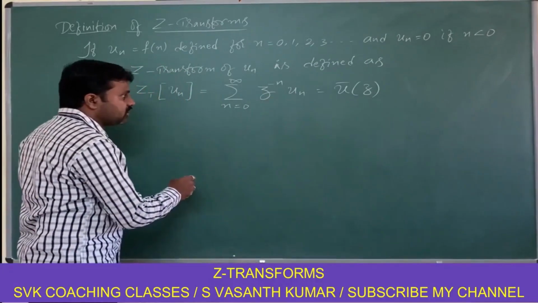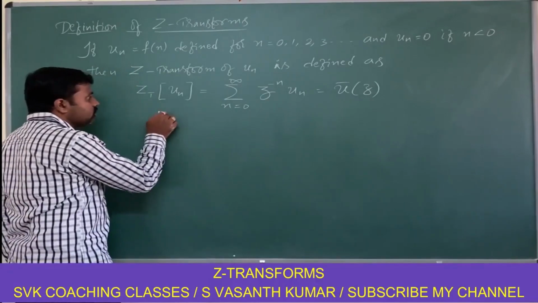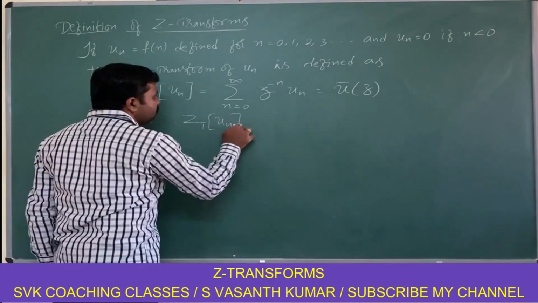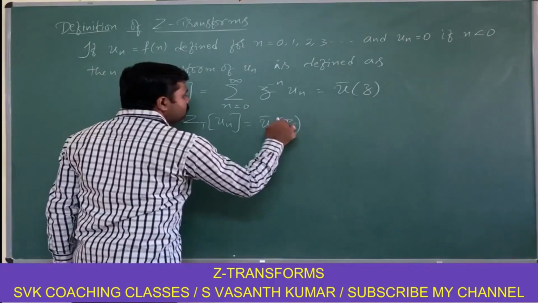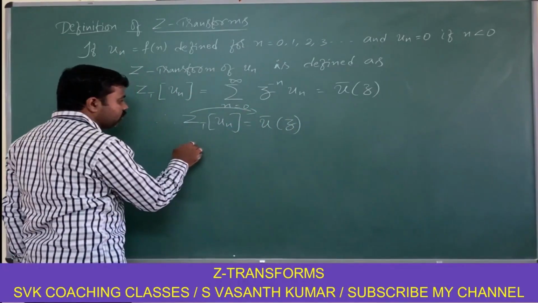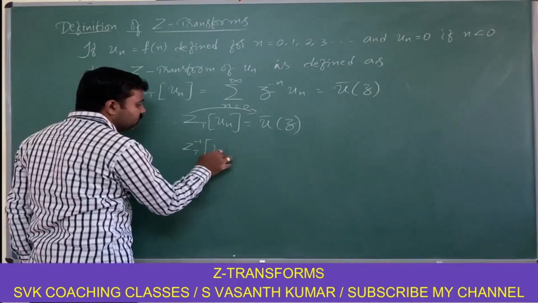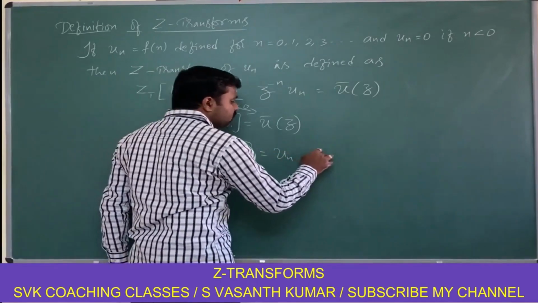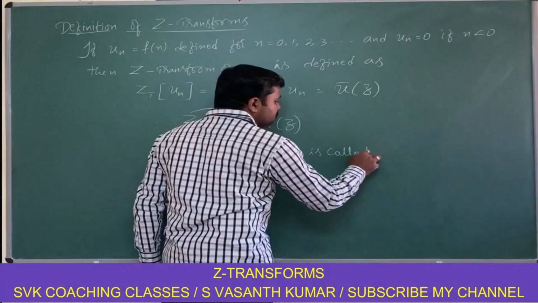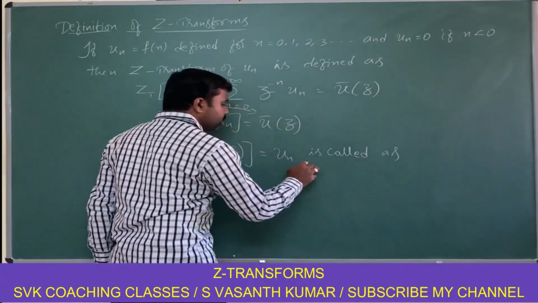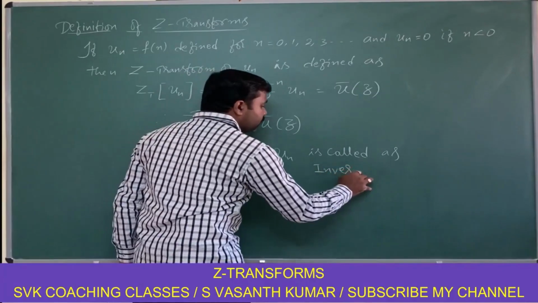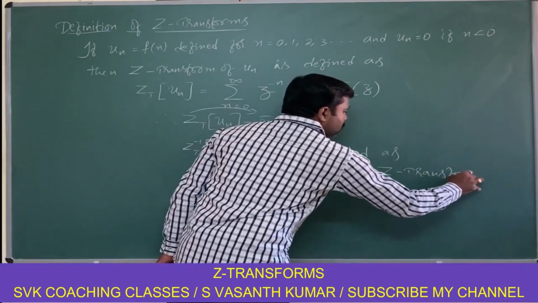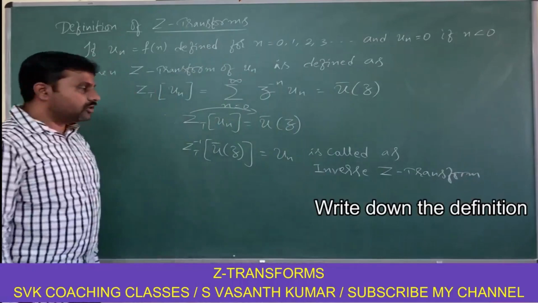So next we will study another definition called inverse Z transform. Here you came to know that Zt of u_n is u bar of z. Now transfer this Zt to the right hand side. You are going to get Zt inverse of u bar of z is equal to u_n. This is nothing but what is called the inverse Z transform.